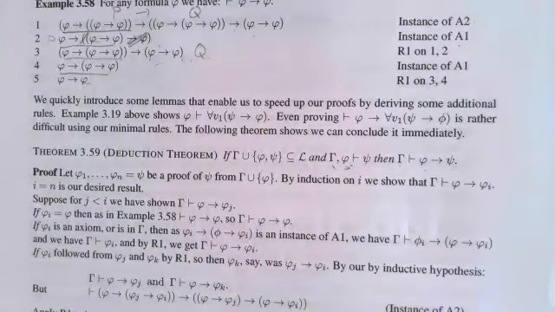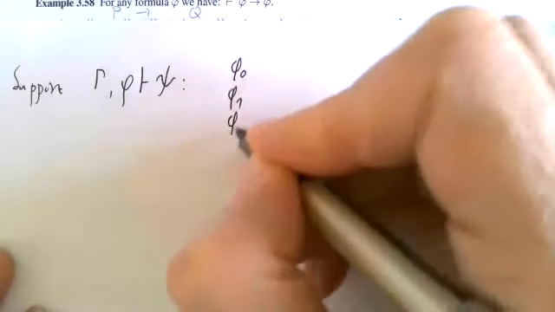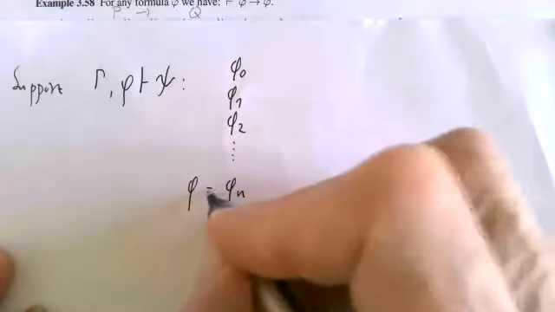We're not going to do the proof, but let me say roughly how it goes. Suppose from gamma and phi I can prove psi. What does that mean? That means I've got a list, I've got a proof like this. Sorry, this is psi.